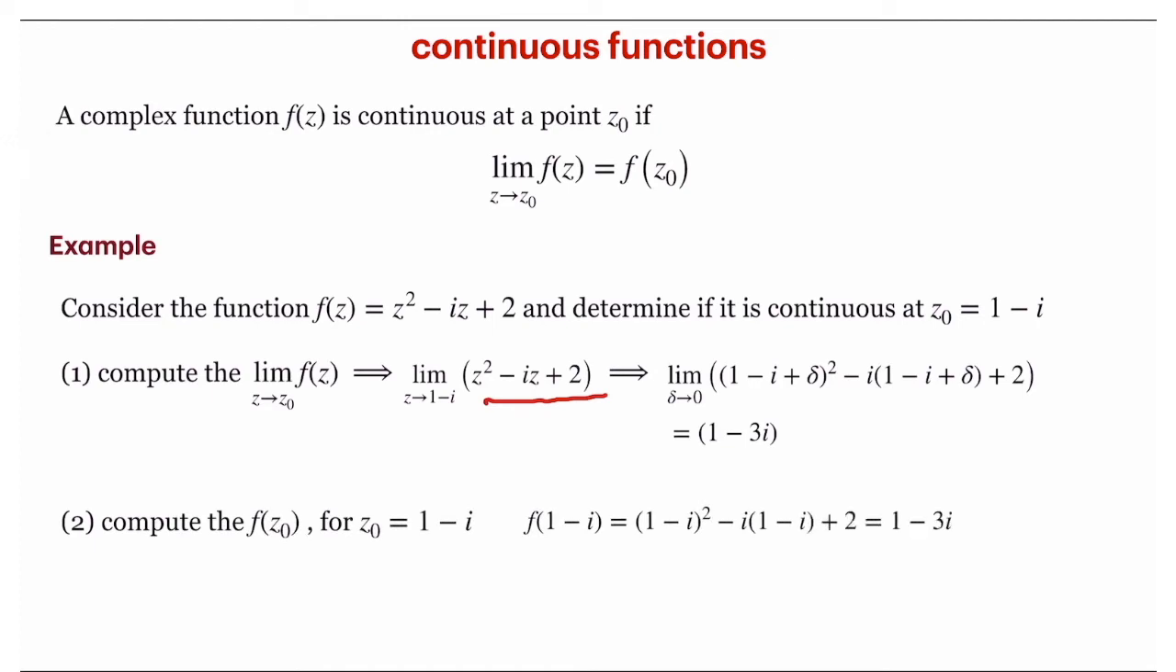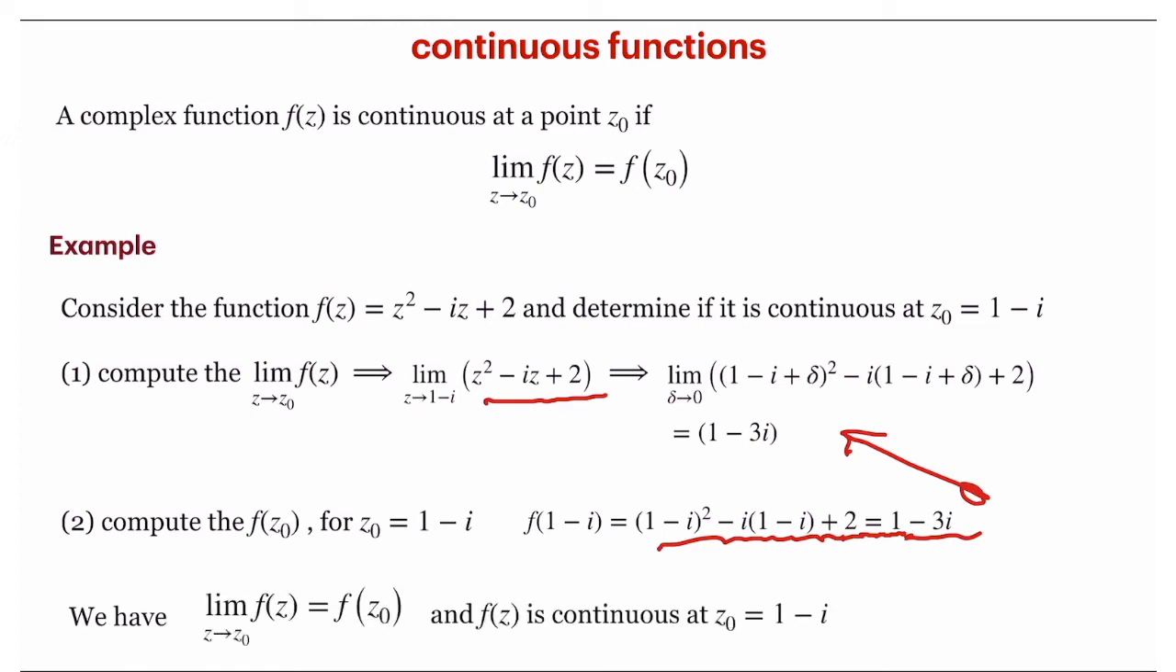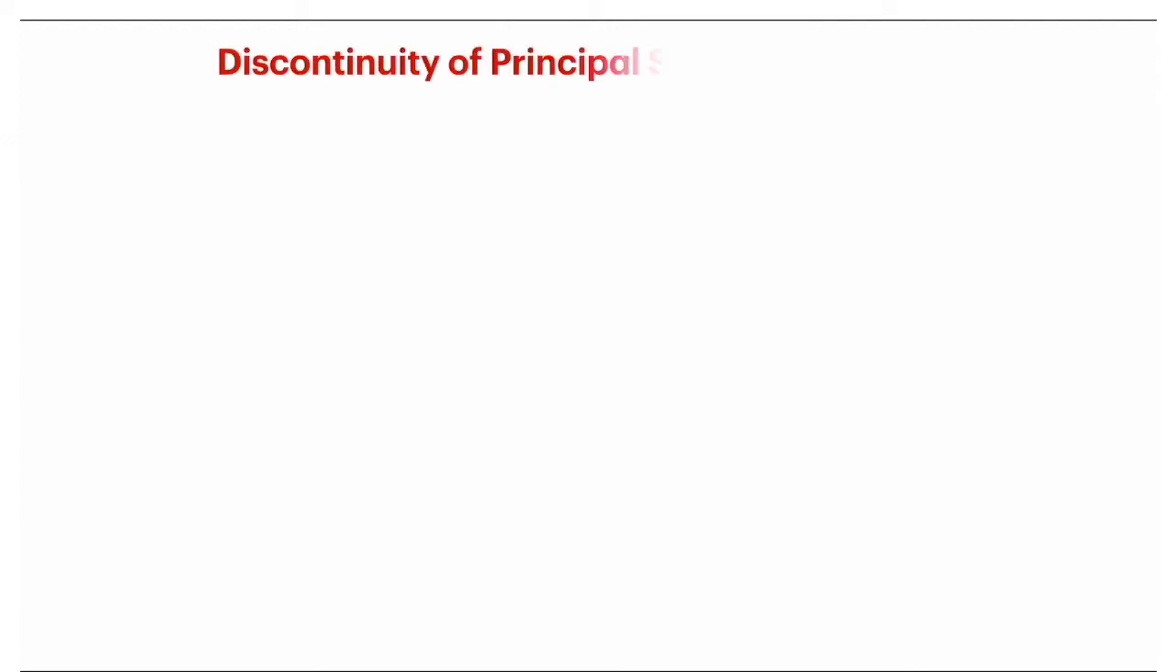The second thing that needs to be shown is f of z naught, and these two results have to match. f of z naught, when z naught is equal to 1 minus i, is equal to f of 1 minus i, that is (1 minus i) square minus i into (1 minus i) plus 2. This takes the value of 1 minus 3i. So these two do match. So the function is continuous at z naught equal to 1 minus i. So we have the limit as z goes to z naught of f of z equal to f of z naught. The function is continuous at z naught equal to 1 minus i.